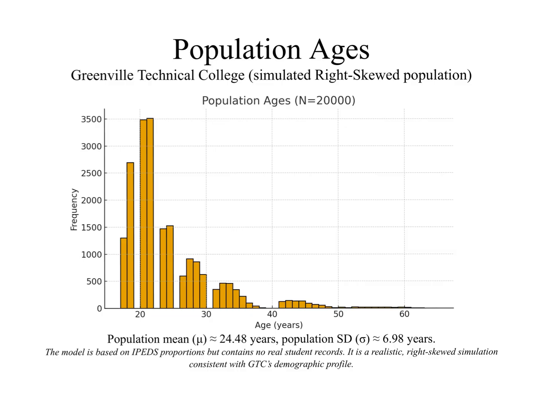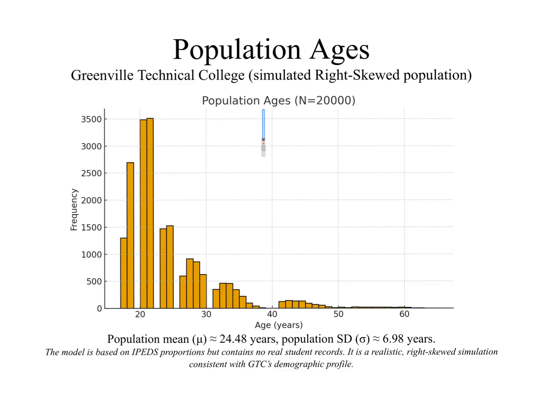So here is a population distribution, which is population ages, that I generated with AI, and it was based on Greenville Technical College's population. The actual population is closer to 10,000, but in my sample, I used 20,000 data values. And the model is based on IPEDS proportions, but it contains no real student records. It's realistic in that the ages are right skewed. So it is consistent with the Greenville Technical College demographic profile.